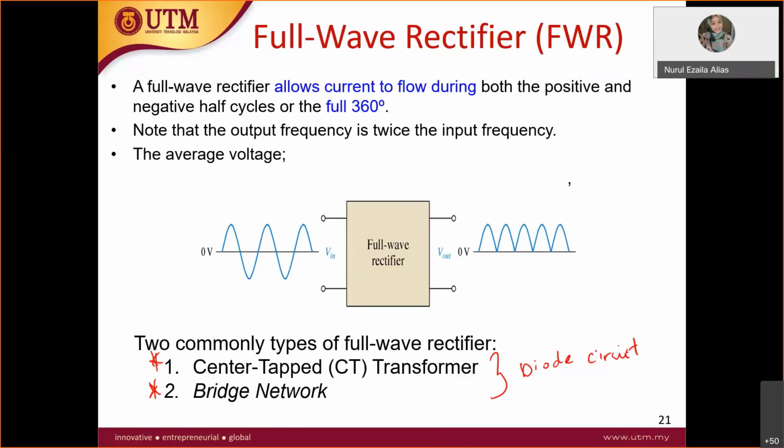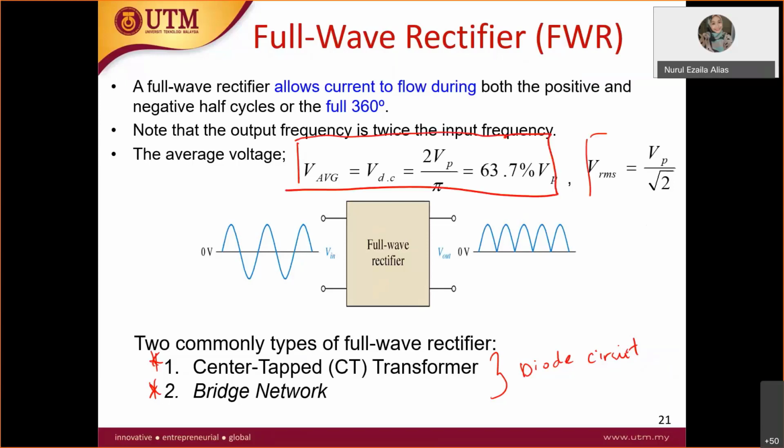But your output, no matter whether it is a center tap rectifier or a bridge network rectifier, finally you will get this output after your rectifier circuit. From sinusoidal to pulsating DC output like this, a full wave output with no negative wave. V average is given by that equation, and VRMS is V peak over square root 2. I am putting it again, but it is the same equation as in the previous slide.